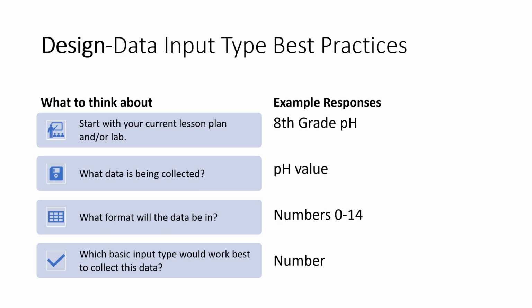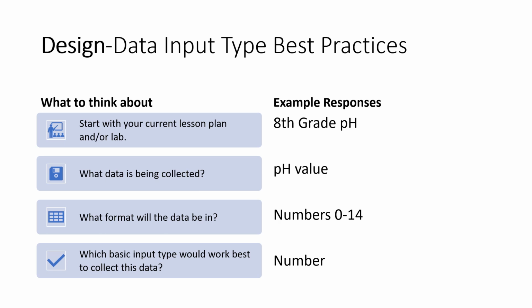What format will the data be in? So are these written observations? Are these images? Are these numbers? That's going to help you figure out what you need to do when it comes to question types. And then once you have that information, you can think about, here are all the basic input types that we have available on Survey123. What would be the best way to collect this data?